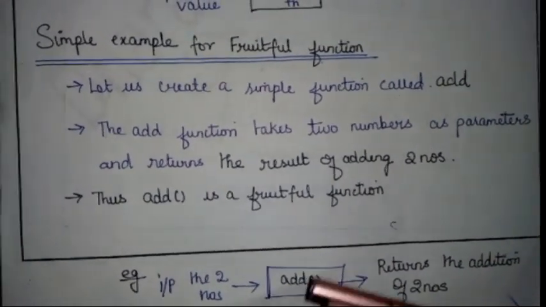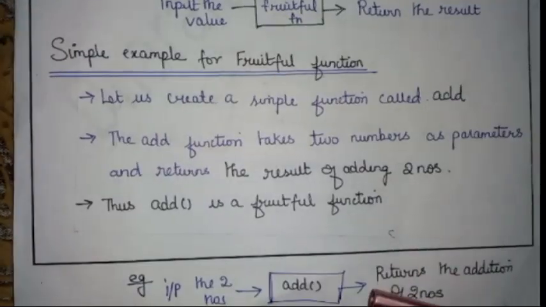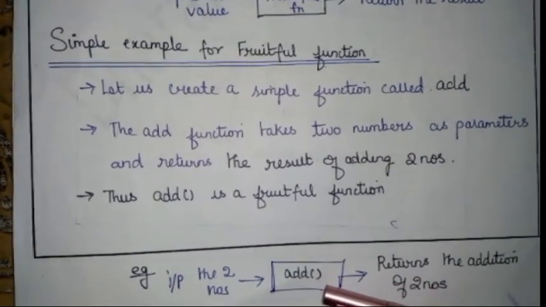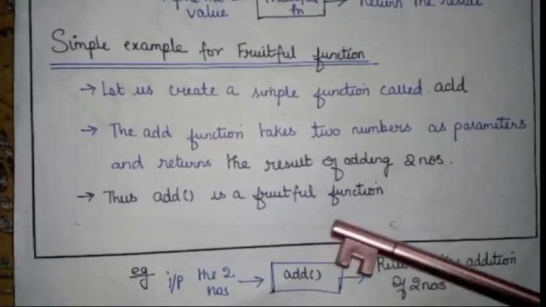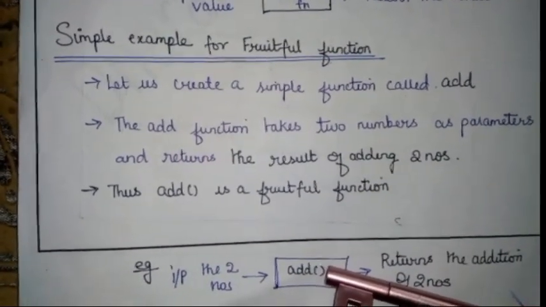So this is an example of a fruitful function, which is nothing but a function that has some expression, and this function is going to return me some answer or value.